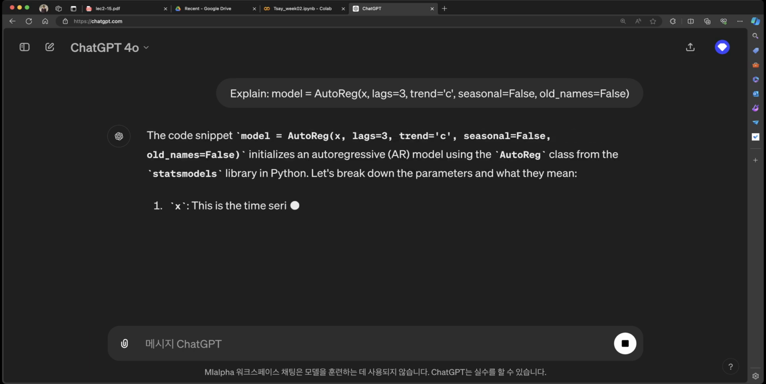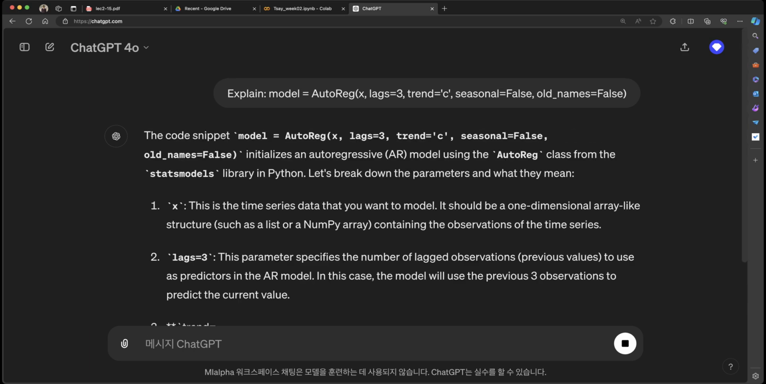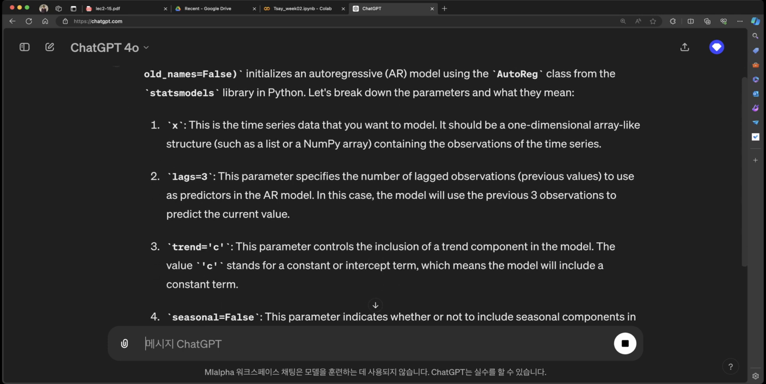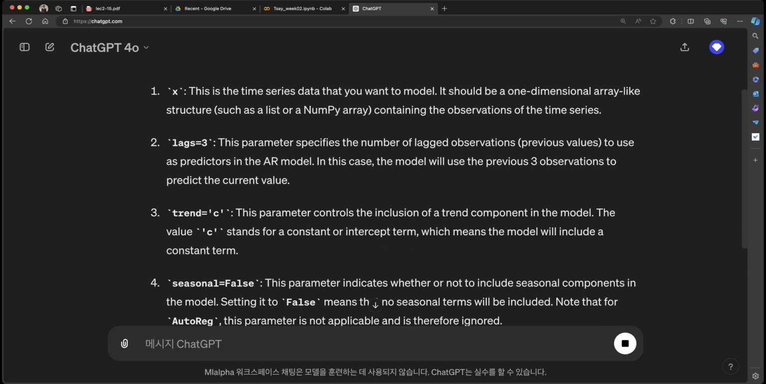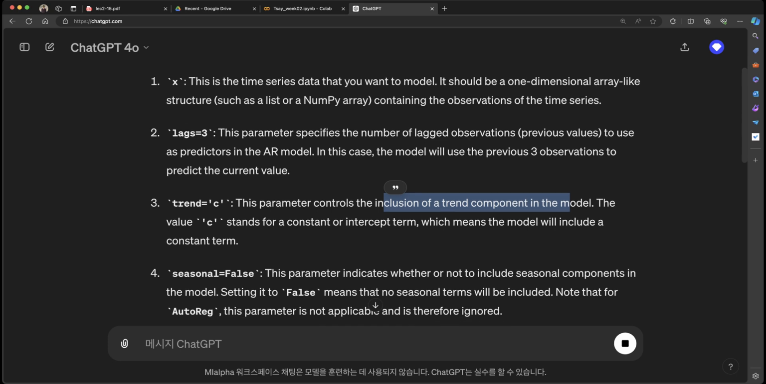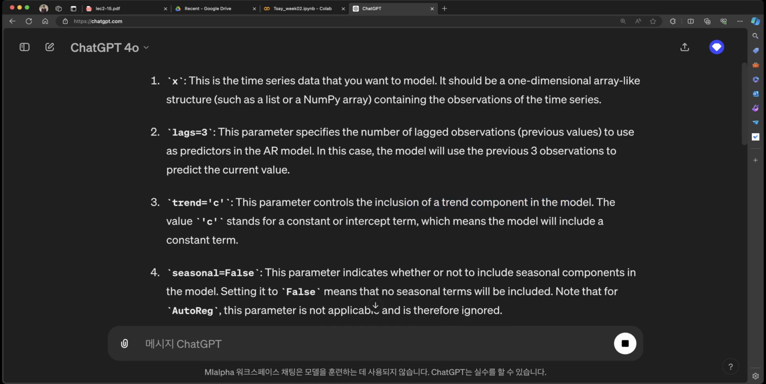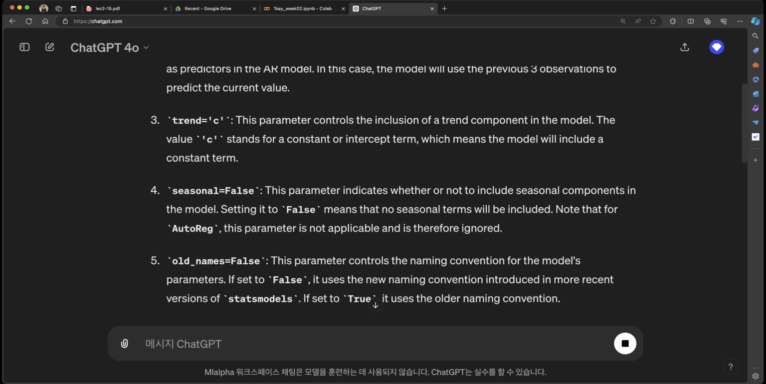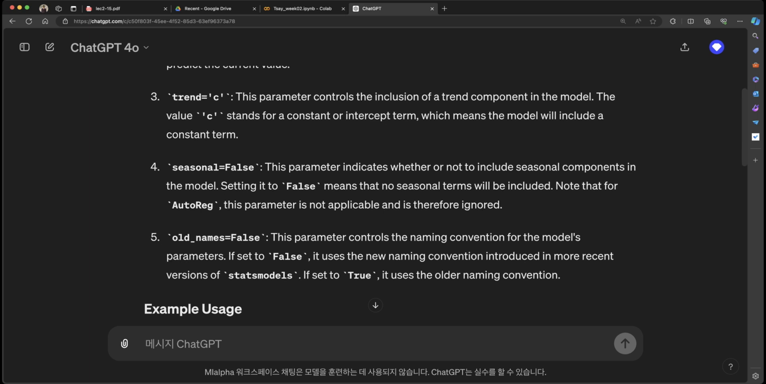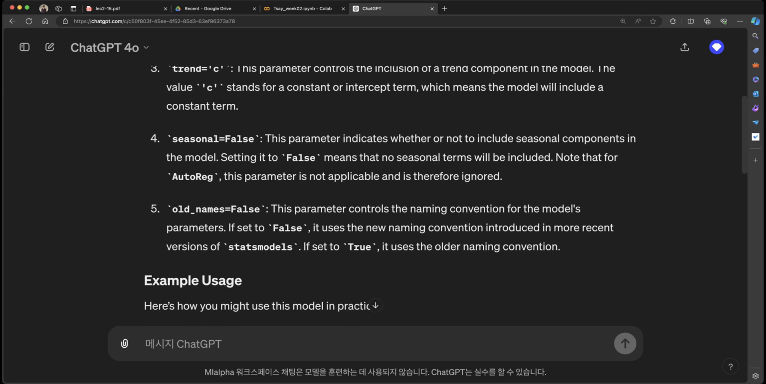This code models an autoregression, where X is the time series data with lag 3 and trend C, so it is constant. It includes a trend component in the model. The value C stands for constant, which means the model will include a constant term. The seasonal is false, so there is no seasonality; we do not include a seasonal component in the model. The old name parameter controls the naming convention for the model parameters. If set to false, it uses the new naming convention in more recent versions of statsmodels.